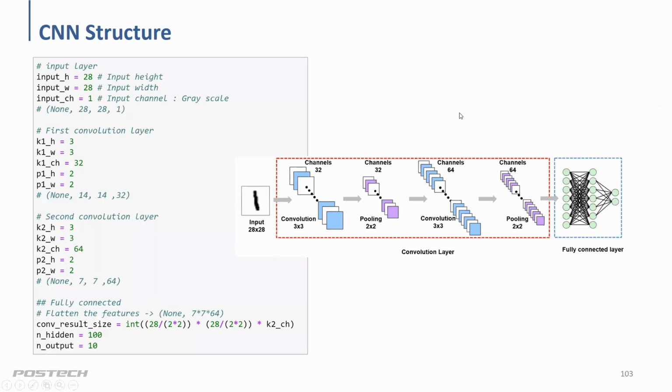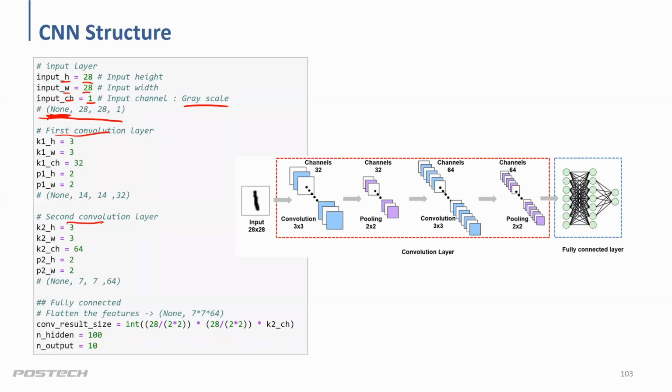So input height h is 28, width is 28, and input channel is 1 because we're going to deal with grayscale, right? That's the shape of the input layer. The reason that I have None here is that we're going to use backpropagation, which is gradient descent, and I'm going to use mini-batch gradient descent. So it will be the number of batches. It's the batch size, but I haven't decided yet, so I put None.